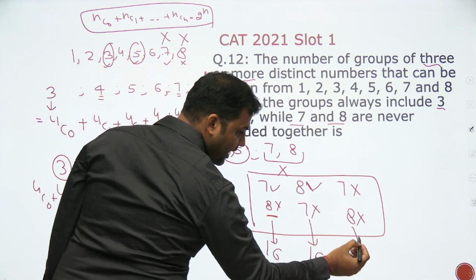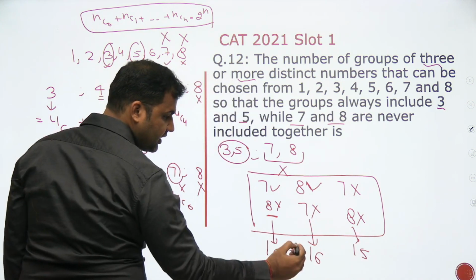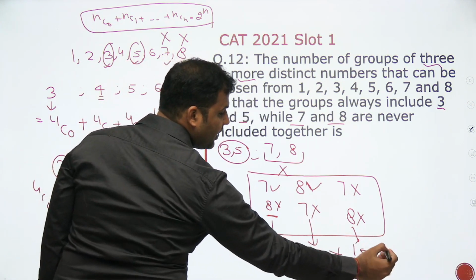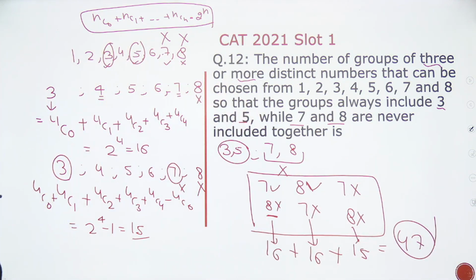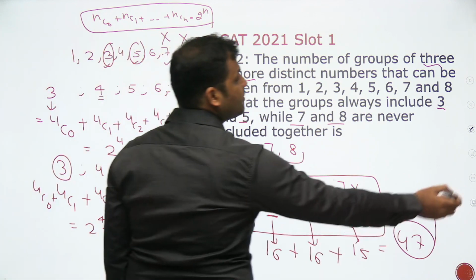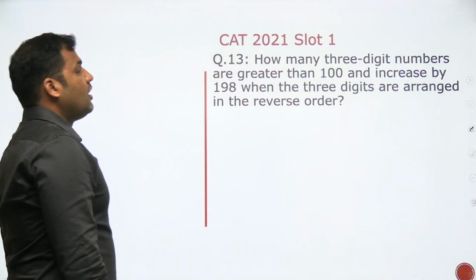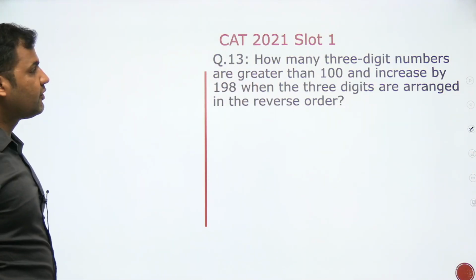So students, here 15 more cases will be formed. 16 cases here, 16 here, 15 here. In total it would be 47 cases. 47 will be the answer of the question. That is question number 12 for you. Look at question number 3, a similar type of question, right?